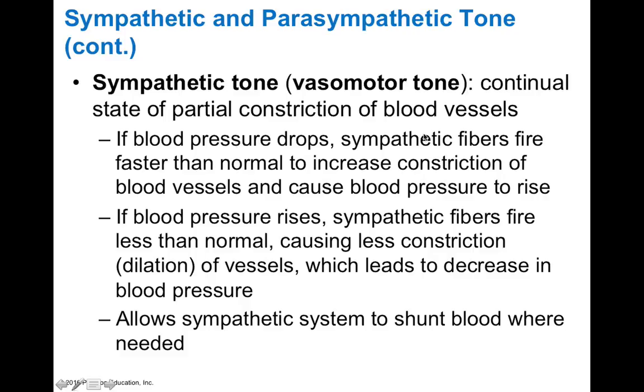So if blood pressure drops, your sympathetic fibers fire faster than normal to increase constriction of blood vessels and cause your blood pressure to rise. And if blood pressure rises too high, your sympathetic nerve fibers can fire less, causing less constriction, or dilation, and that leads to a decrease in blood pressure. So your sympathetic nervous system can maintain normal blood pressure by either firing more quickly to increase blood pressure or firing more slowly to decrease blood pressure through vasoconstriction and vasodilation. Now, the sympathetic nervous system is also able to shunt blood where needed. So you can shunt blood to skeletal muscle during the fight-or-flight response.